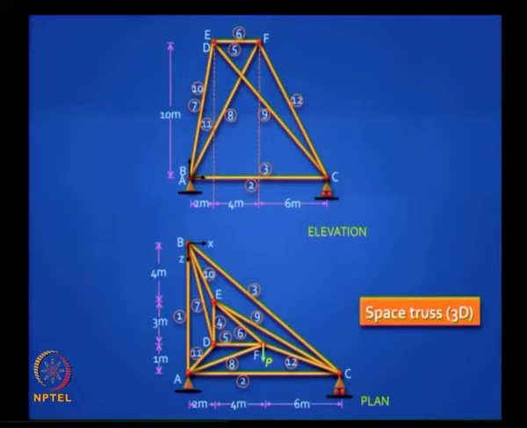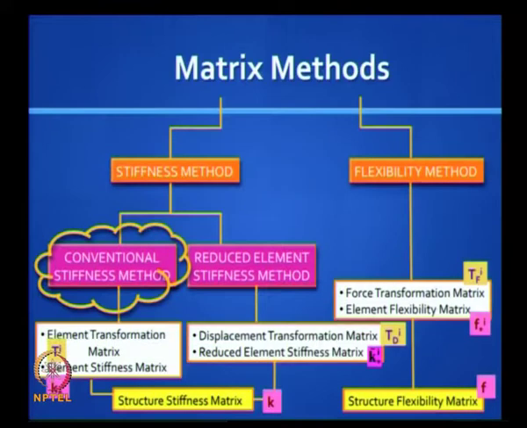Finally, we look at complicated structures like this. It is a space truss, I have shown the plan and elevation, large number of elements. How to make the digital computer solve this problem is very interesting. So this is the last thing we will attempt in this module. So you have seen this picture earlier, the three types of methods that we will use, two of them are stiffness methods.